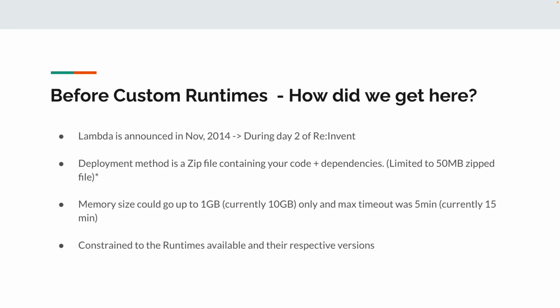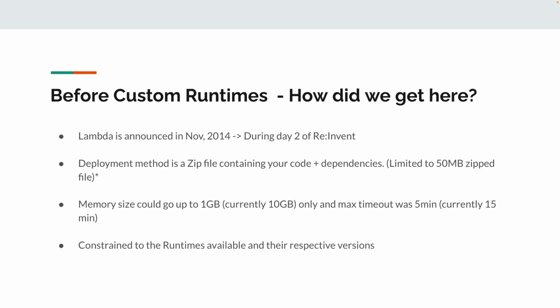The deployment method is still a zip file containing your code and dependencies, and that's still up to this day limited to 50 megabytes, which for some people that's a lot, and for some people that's just too small. And depending on which programming language you're dealing with, you probably have a different answer. So back in the day, the memory could only go up to 1 gigabyte, which is currently 10 gigabytes, so it's much better. And the maximum time that you could run a Lambda function was 5 minutes. So this has been changed, now it's 15 minutes. So take a pause to recognize how far we've come so far.